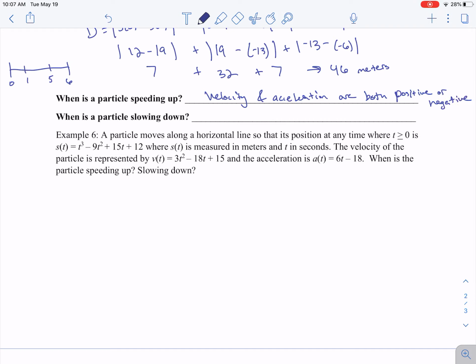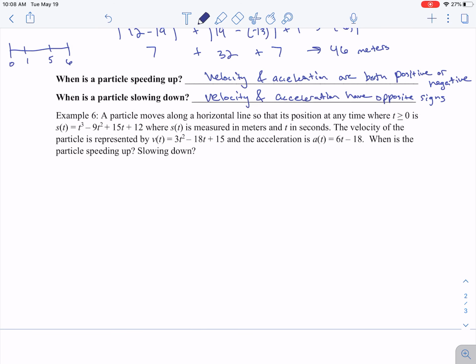So something's speeding up. Now, could it be speeding up in a negative direction? It totally could. But something is speeding up if the velocity and acceleration are the same, and slowing down is going to be when velocity and acceleration have opposite signs. So if you're positive velocity but you have a negative acceleration, you're actually slowing down, and vice versa if you have a negative velocity and a positive acceleration. Now, positive acceleration means you're moving into one direction, and velocity is moving in the opposite direction if it's negative. Just kind of be aware of that.